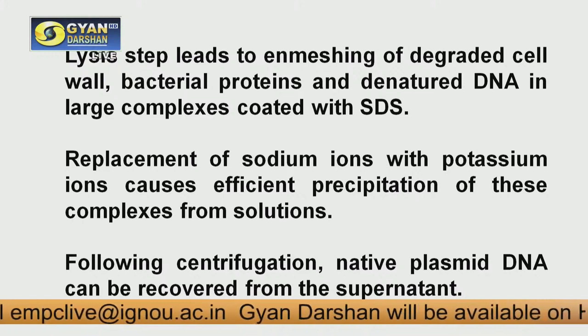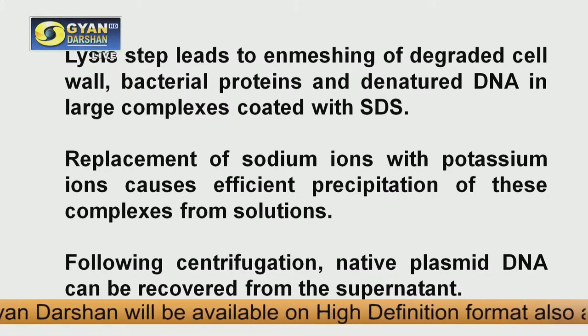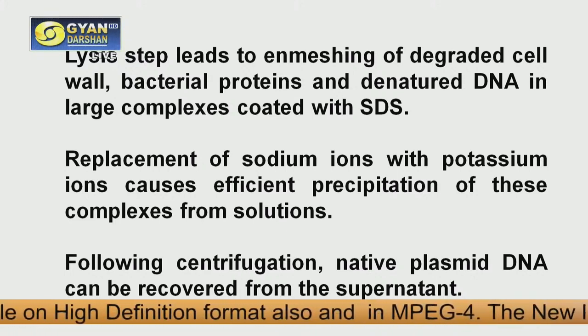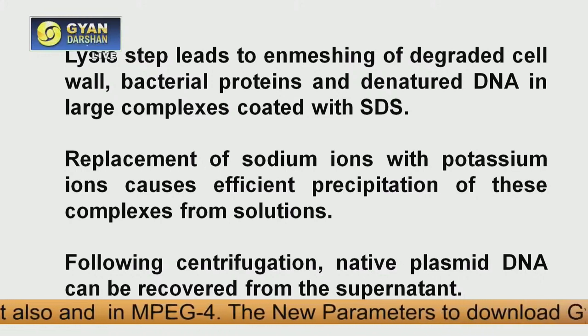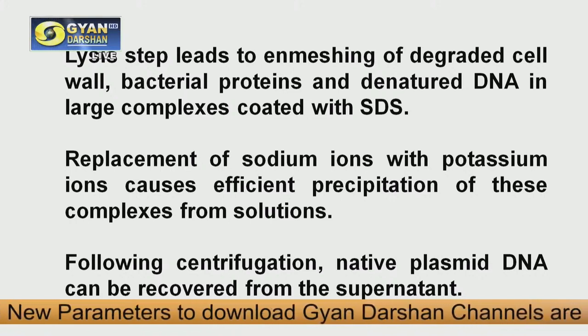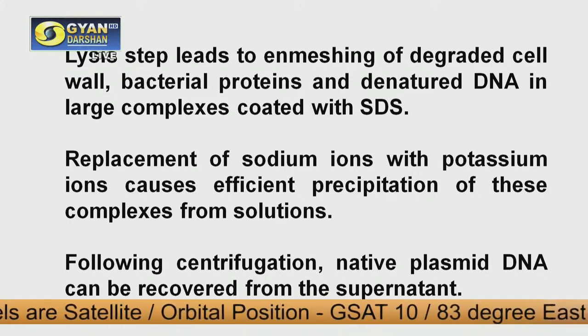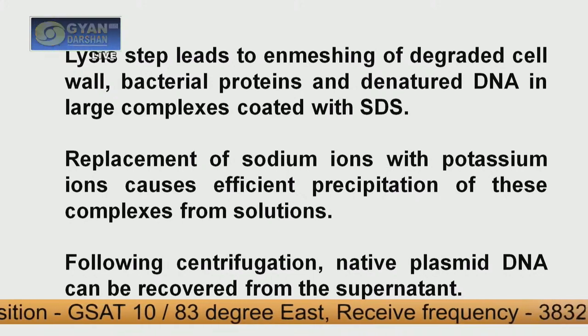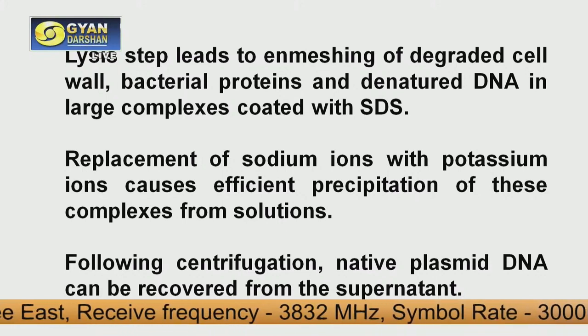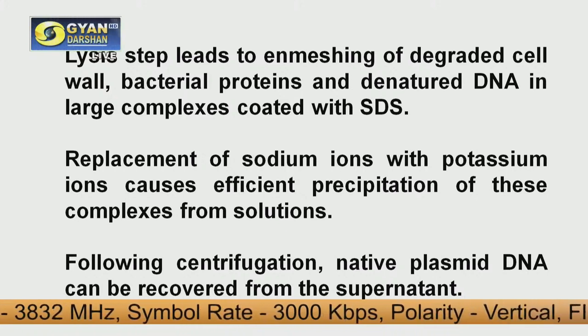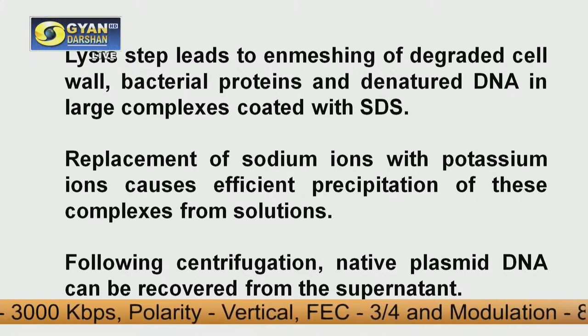Next, you replace the sodium ions with potassium ions, because when you are using alkaline lysis, you are using sodium hydroxide. But in the next step, as you will see in the protocol, you replace the sodium ions with potassium ions. We use potassium acetate, and that causes efficient precipitation of these complexes from the solution. Then you apply centrifugation in the centrifuge machine, and you can recover the native plasmid DNA from the supernatant. So I hope you got the point why we are using alkaline lysis, why we are using alkali solution, why we are using sodium dodecyl sulfate, and immediately after that step, why we are replacing the sodium ion with potassium ion by providing a buffer, let's say potassium acetate.